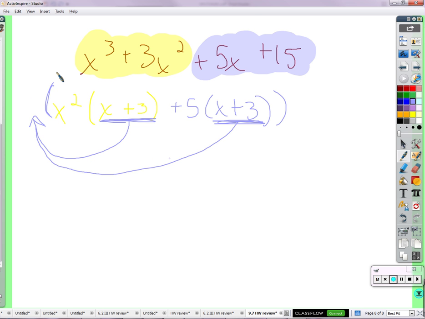This x plus 3 is going to come outside of the parentheses, just like the x cubed came outside of the parentheses here, and the 5 came outside of the parentheses here, the x plus 3 is about to come out of the parentheses. We have x plus 3 times, we're going to divide out this x plus 3, I'm left with x squared. I'm going to divide out this x plus 3, I'm left with plus 5. X plus 3 times x squared plus 5.